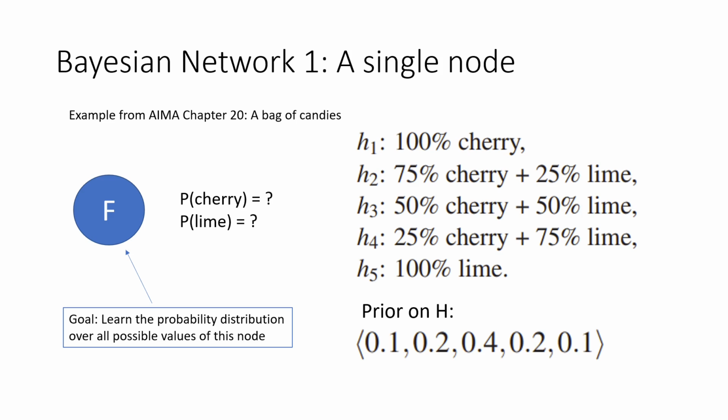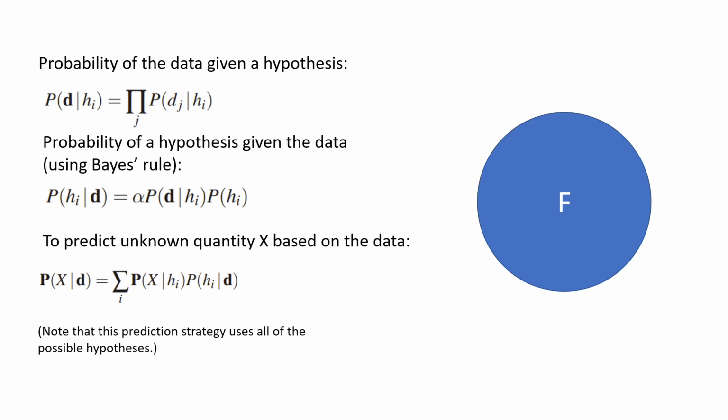So we want to learn the probability distribution that is the actual distribution based on looking at data. And what's interesting about this is that we're sort of looking at probabilities of these probabilities. So this prior on the hypotheses is going to say how likely it is we believe that each of these hypotheses is the actual distribution. So how can we learn the actual distribution?